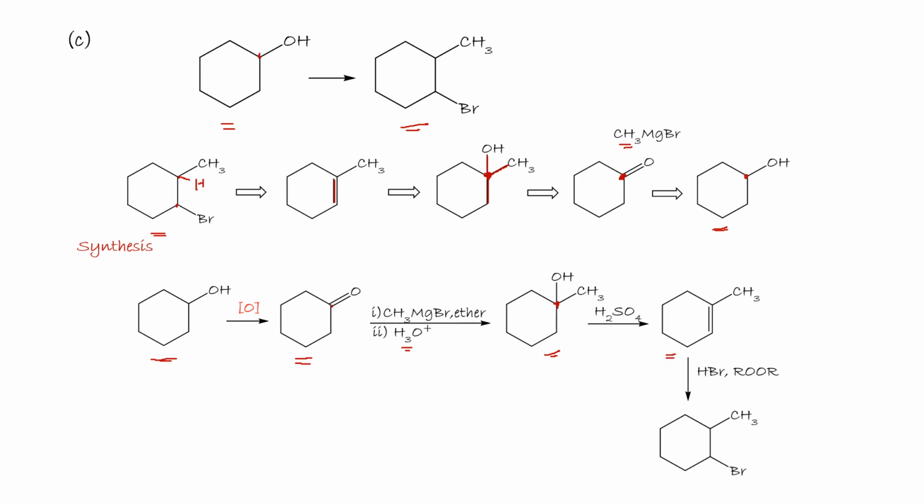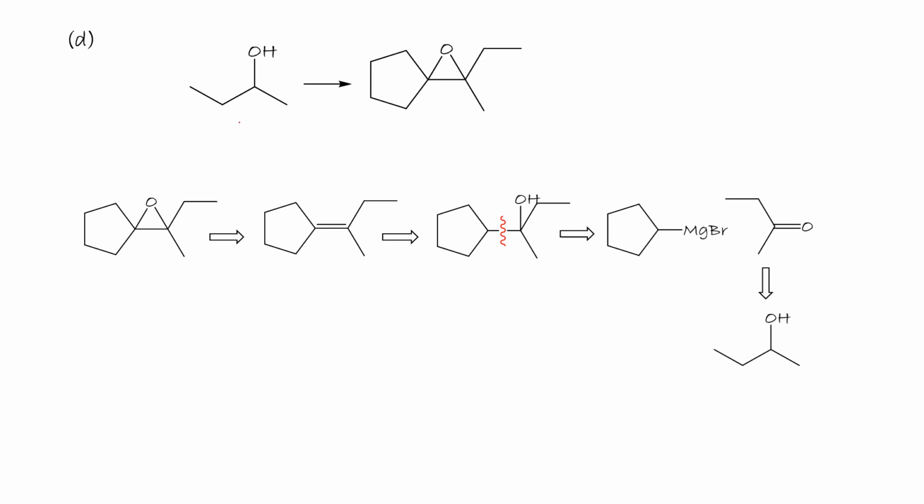Now we would like to add the HBr. The H will be added to the carbon carrying the least number of hydrogens. This has no hydrogen, and this carbon has one hydrogen. So it is anti-Markovnikov. How can we add HBr anti-Markovnikov? We use HBr in the presence of peroxide. Peroxide will make this reaction go anti-Markovnikov, and we can get the target molecule. No problem. Okay?